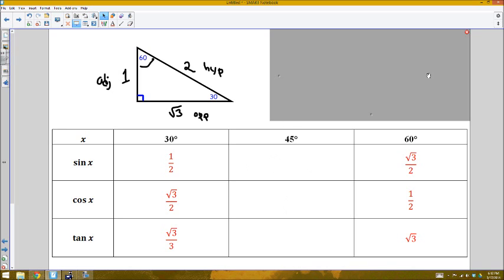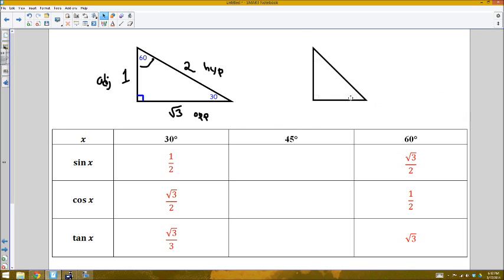For the 45 degrees, I could look at my other special right triangle, the isosceles right triangle, or the 45, 45, 90, and fill in its proportional lengths. It's in a 1 to 1 to square root of 2 ratio for each of its sides. Since both angles are 45 degrees, it doesn't matter which one I use as my reference. So I'll just use this one, which makes this side opposite, this side adjacent, and the side across from the 90 always my hypotenuse.